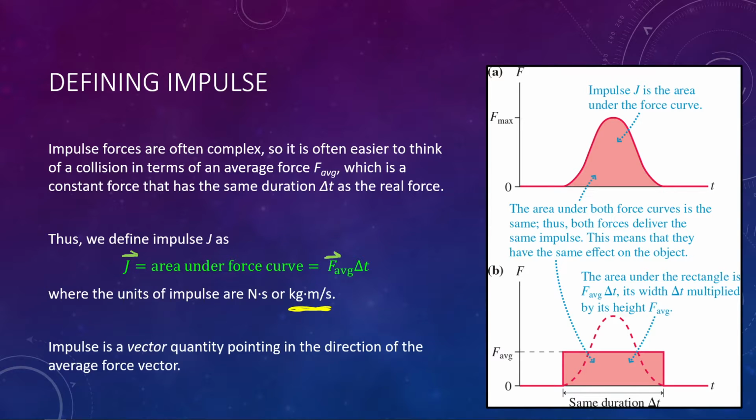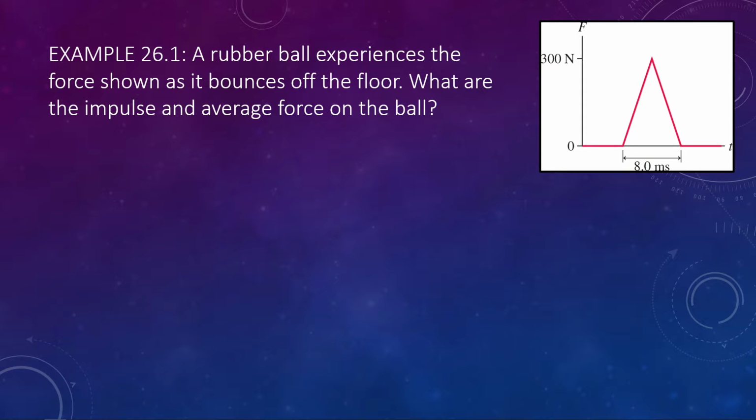Okay. Well, right away, since we have come up with an equation for impulse, let's get practice with it. Let's hop right into solving an example. This brings us to example 1 of lecture 26. It says that a rubber ball experiences the force shown as it bounces off the floor. It asks, A, what is the impulse, and B, what is the average force on the ball.